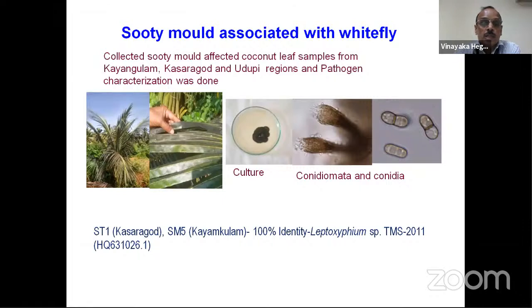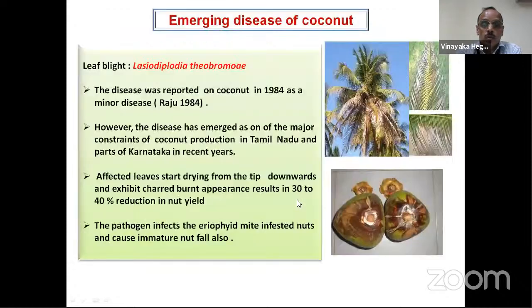Then sooty mold associated with blight. This is another, the whitefly infestation in coconut, you must have heard. This type of blackening, though it is not a disease, farmers perceive as a disease because they do not see the whitefly. They feel that their coconut has become black, all the leaves. This is mainly due to a fungus, sooty mold fungus. We are not recommending any control for this, only we can go for maximum starch accumulation. And we have found that naturally it will go once the pest population reduces. So we have to take up management of the whitefly pest, then we can reduce this sooty mold infestation.